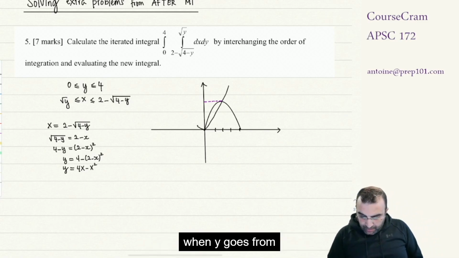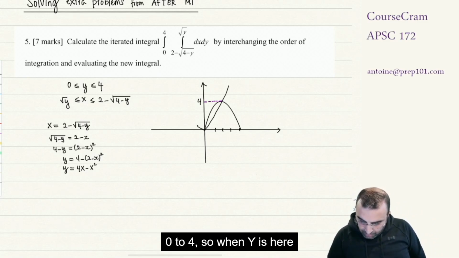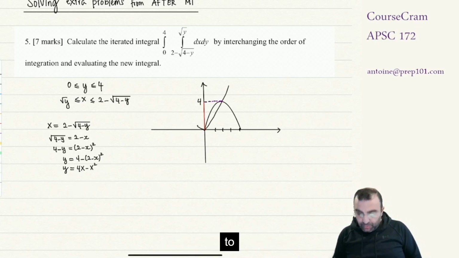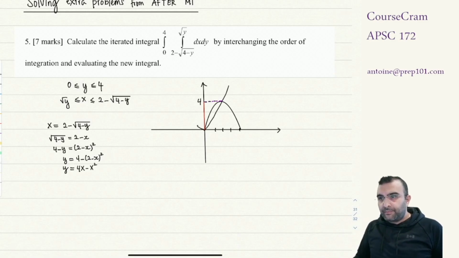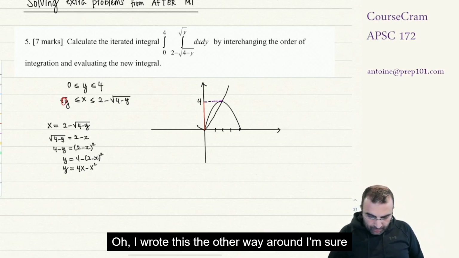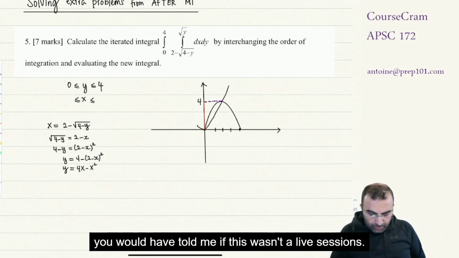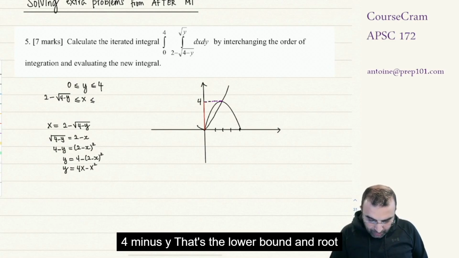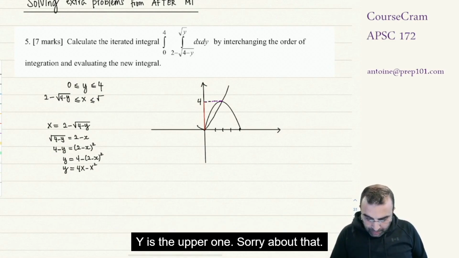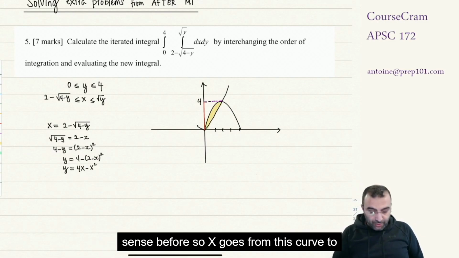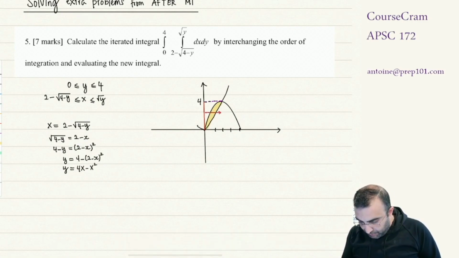So when y goes from 0 to 4, x goes from root y to... Oh, I wrote this the other way around. I'm sure you would have told me if this wasn't a live session, if this wasn't a recording. So 2 minus the square root of 4 minus y is the lower bound, and root y is the upper bound. Sorry about that. So now it makes sense. That was what didn't make sense before. So x goes from this curve to this curve.